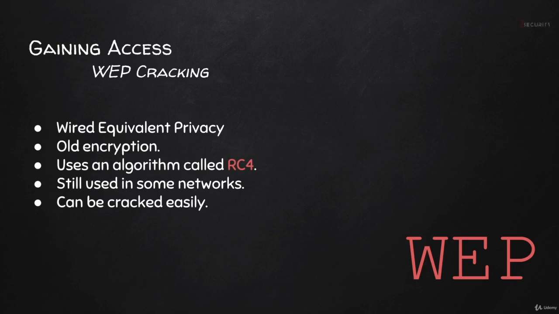The first encryption that we'll learn how to break is called WEP, or Wired Equivalent Privacy. This is an old encryption that can be easily broken. The reason why I'm still covering it in this course is, first of all, because, like I said, it's very simple, so it's a good starting point. Also, it's still used sometimes in some networks.